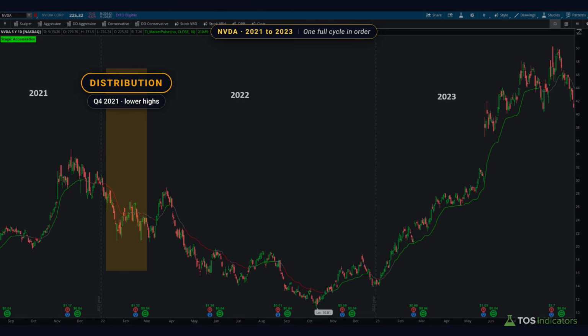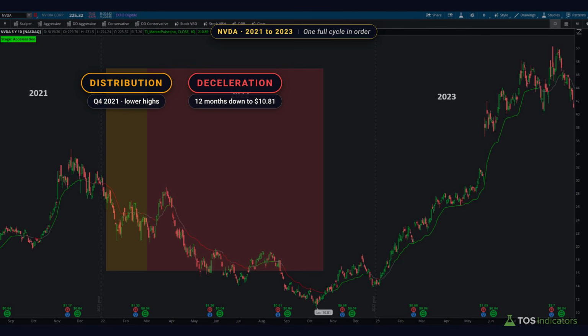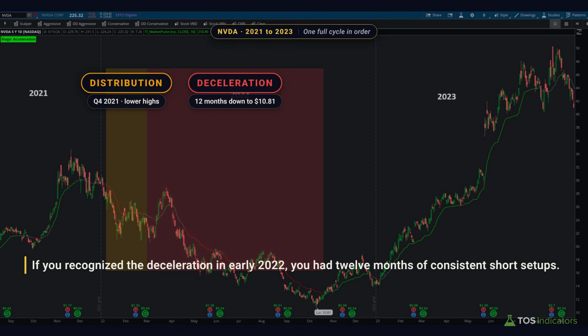Now let's look at two different examples to bring this together, and they're going to be in popular names, NVIDIA and Tesla. For NVIDIA, I'm going to rewind a little bit all the way back to 2021. In late 2021, NVIDIA stock had reached a peak of nearly $34. And then you'll see it rolled into this period of distribution. Now, throughout 2022, it entered a textbook deceleration phase. And how would you know this? Well, very clearly, you can see the Market Pulse being red.